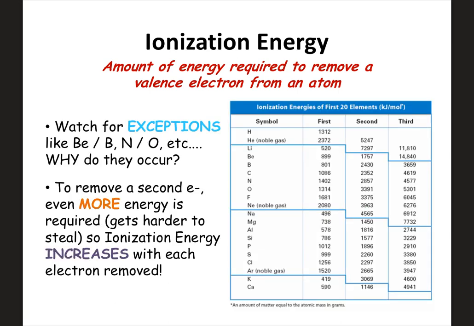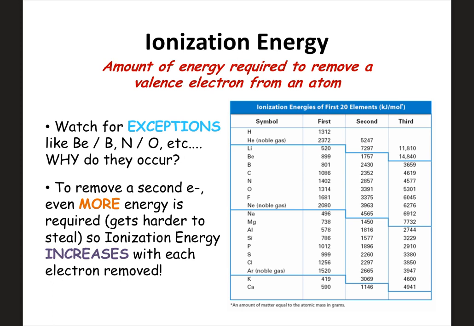There are some exceptions to this. If you look at this table, we said as you go across any row, it should increase in terms of ionization energy. But look what happens here. As you go from beryllium to boron, going across the table, it should go up, but it actually drops. It goes from 899 to 801. Same thing from nitrogen to oxygen. It should go up because you're going left to right, but it goes from 1402 down to 1314. So you need to think about this a little bit.